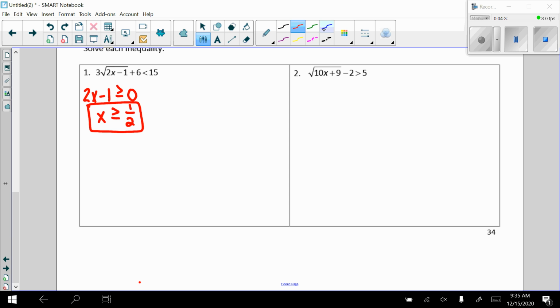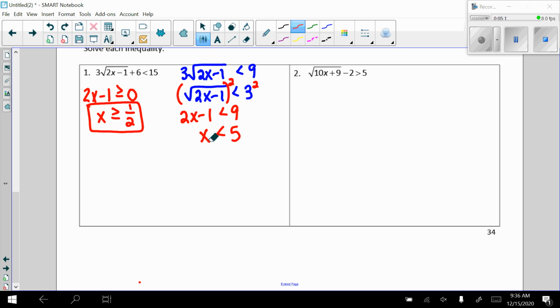And now we'll look at solving our inequality. What we're going to do is subtract 6 from each side. So we get 3 times the square root of 2x minus 1 is less than 9. And then divide by 3 on each side. And we get the square root of 2x minus 1 is less than 3. Okay, we know in order to undo taking the square root, we square each side. So we get 2x minus 1 is less than 9. And we solve this two-step inequality. We add 1 to each side, which gives us 10, and divide by 2, and we get x is less than 5.